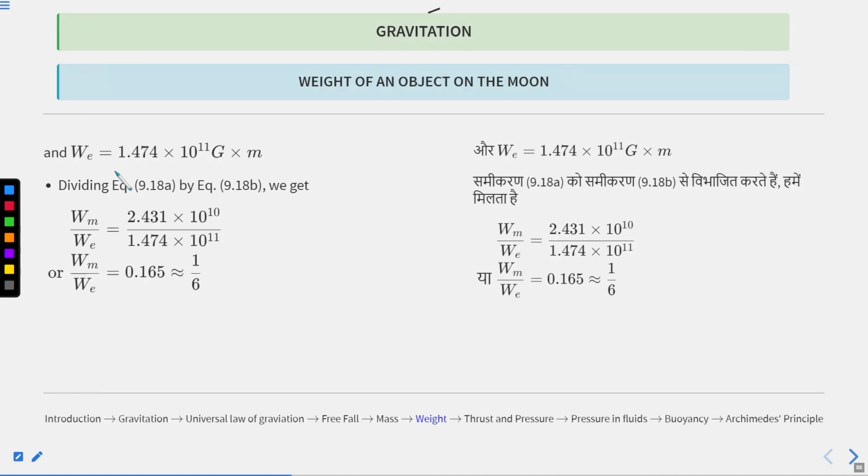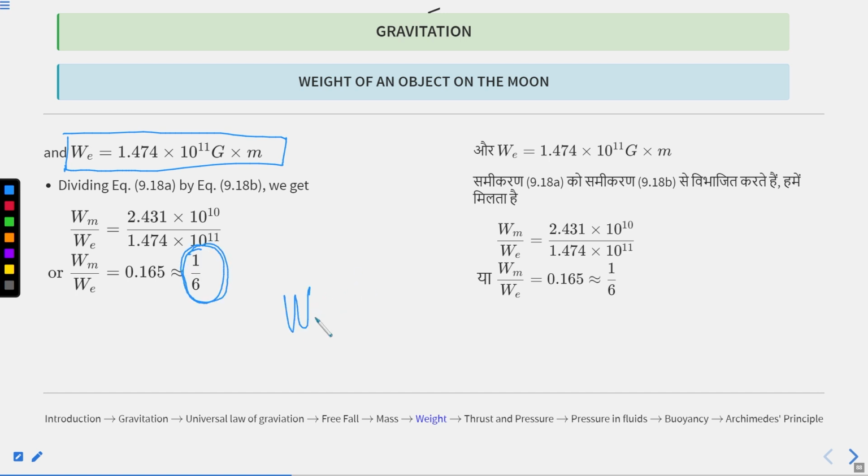And weight on the earth is 1.47 into 10 raised to the power 11 into Gm. When we calculate the ratio of weight on the moon divided by weight on the earth, we get 1/6.